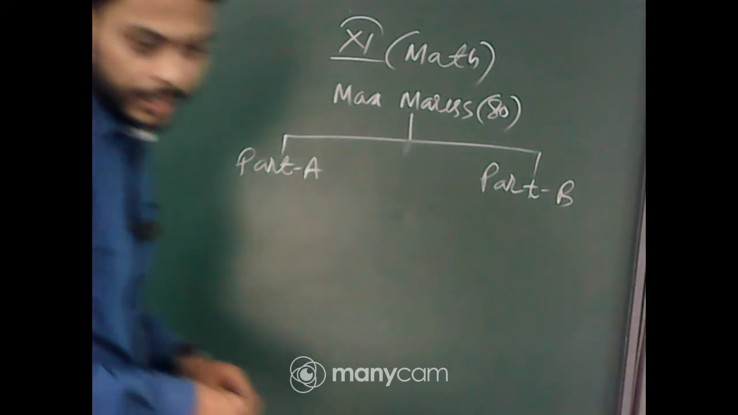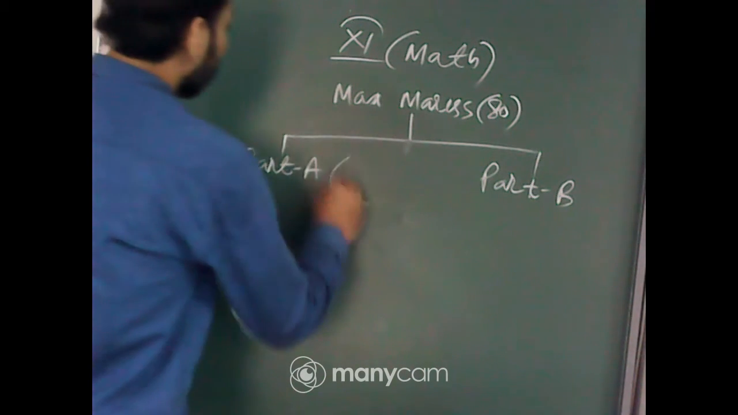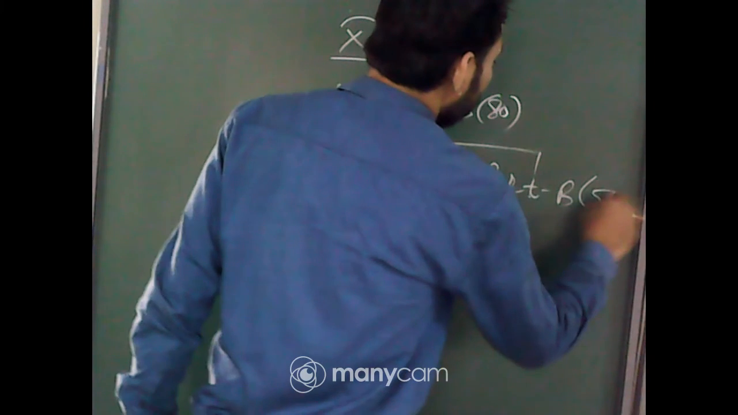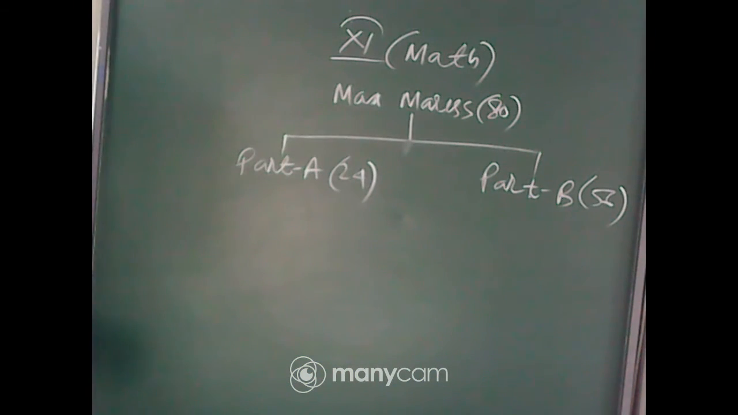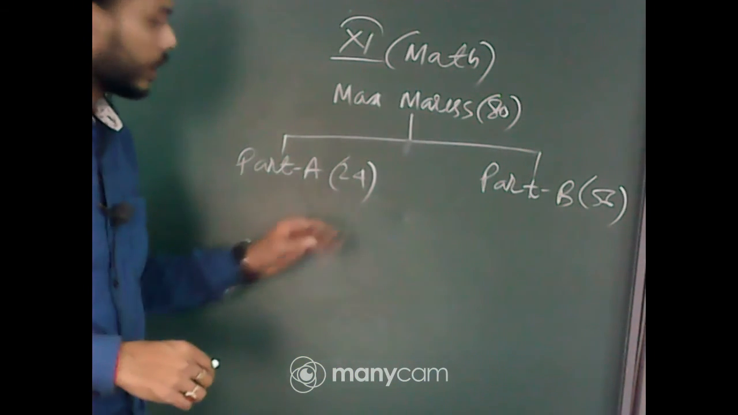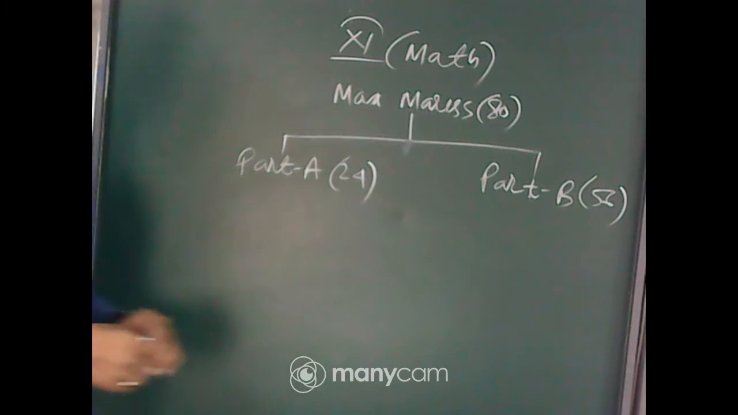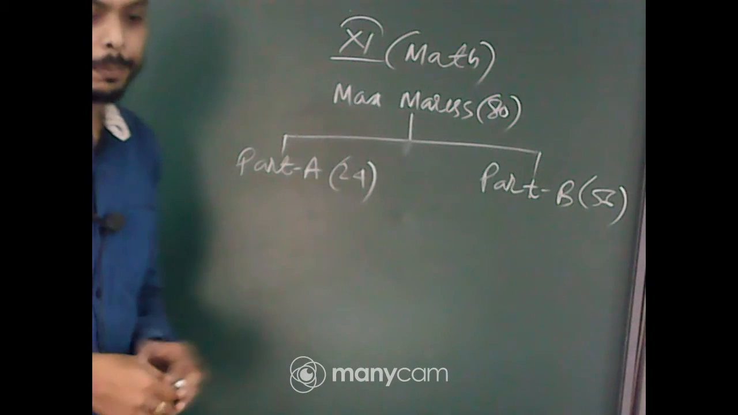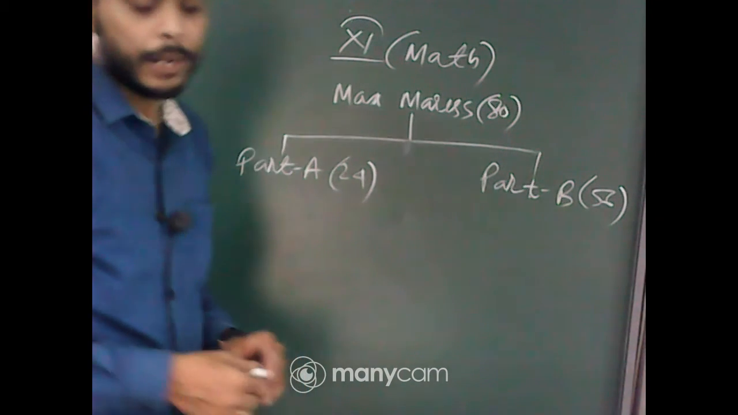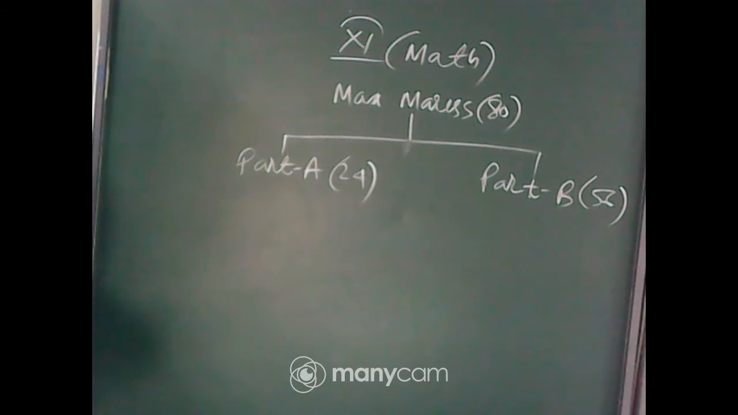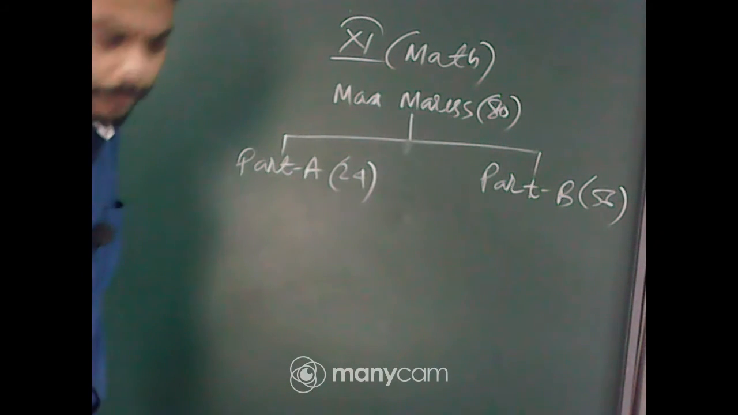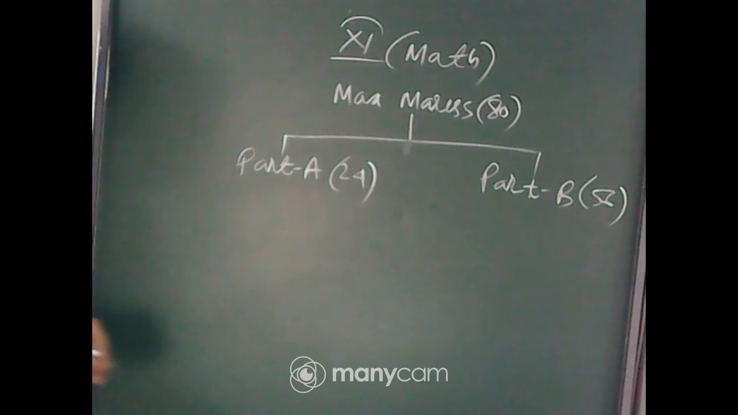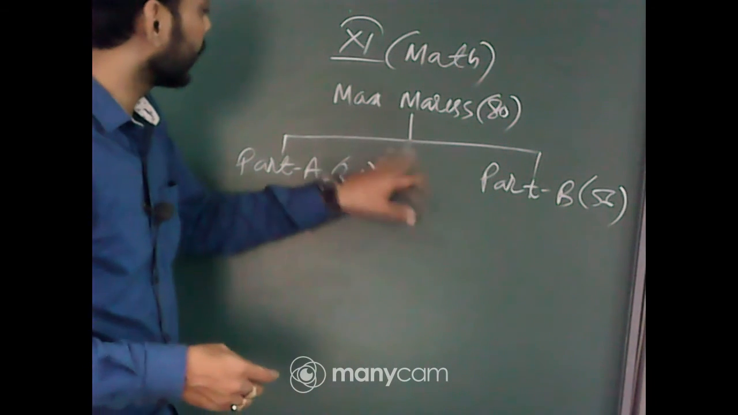Now, part A carries 24 marks and part B carries 56 marks. Part A has objective type questions and part B has descriptive type questions. In both portions there will be internal choices, you know that internal choices will be there.